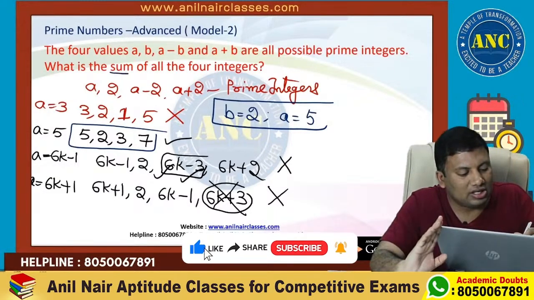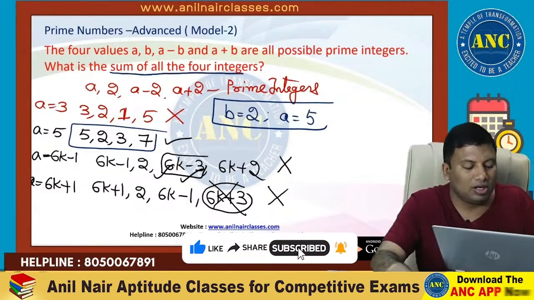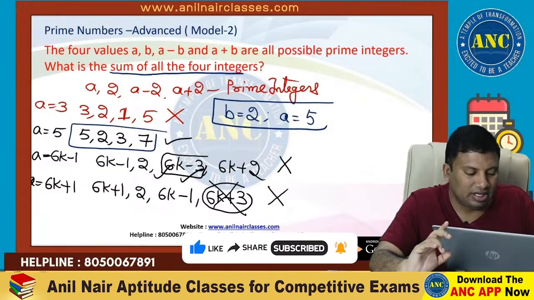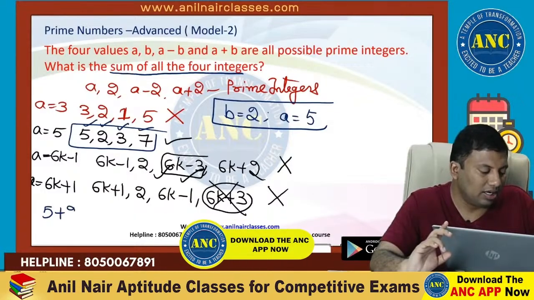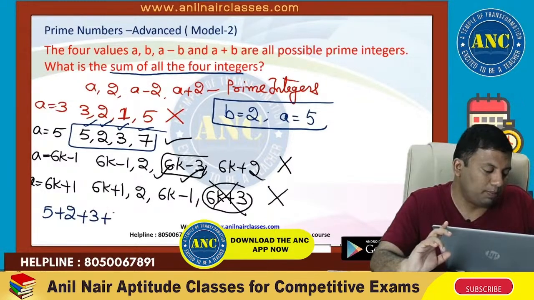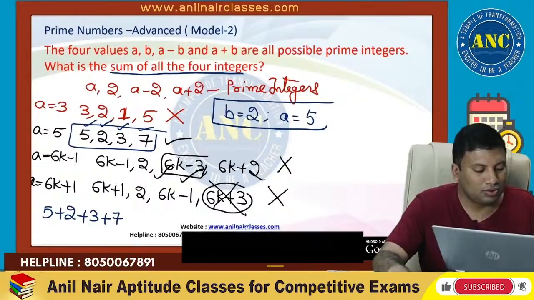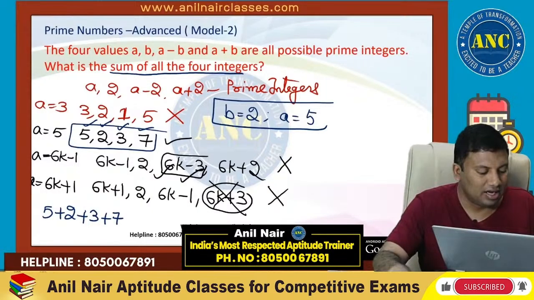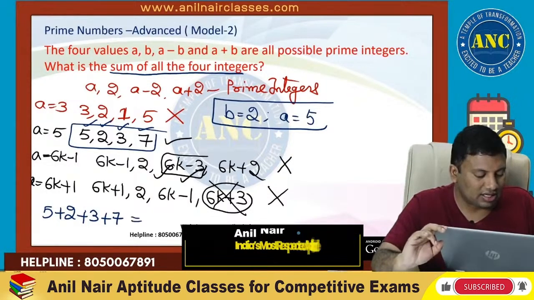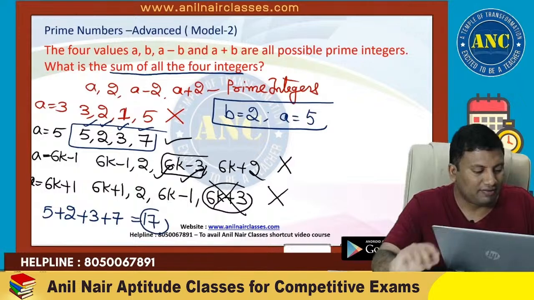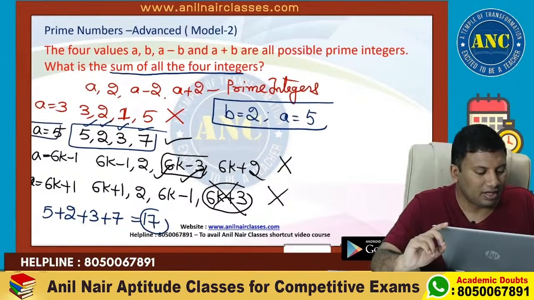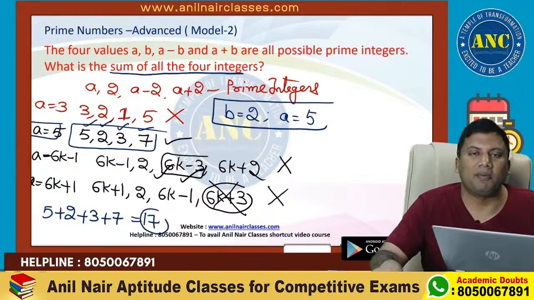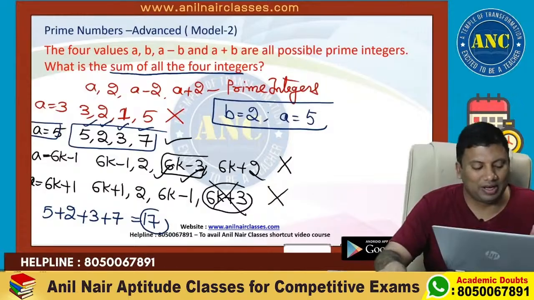But the question is, find the sum of all the 4 integers. 4 integers are 5, 2, 3, 7. Sum is nothing but 5 plus 2 plus 3 plus 7. I hope the idea is clear. So, answer is nothing but 17. A is 5 and B is 2. 5, comma, 2, comma, 5 minus 2, 5 plus 2.